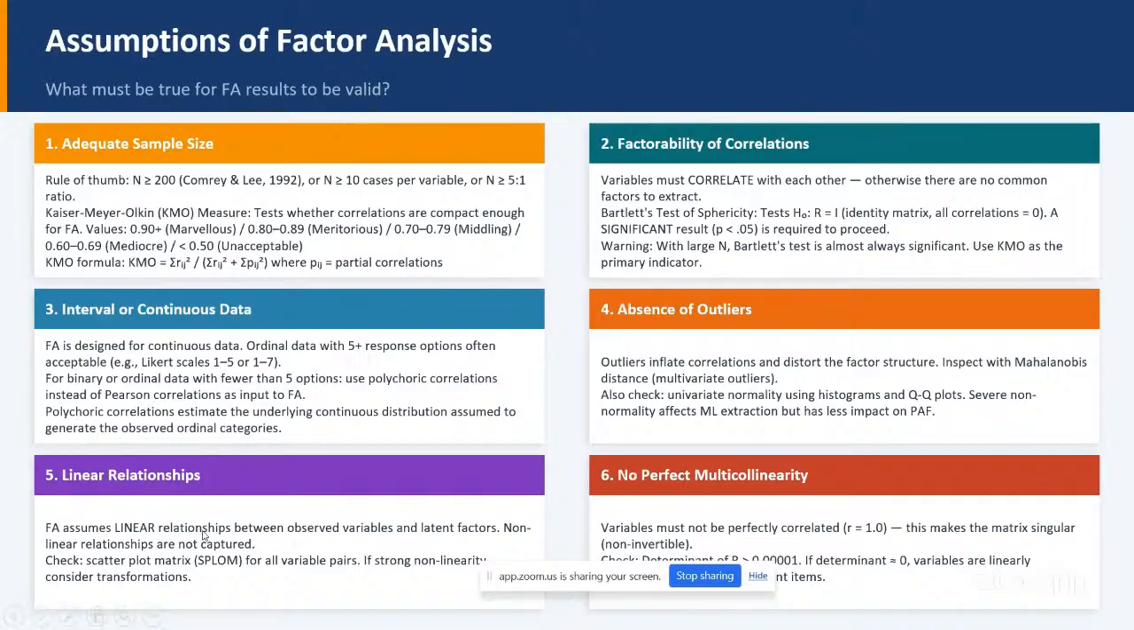Next, the linear relationship. That is, FA assumes linear relationships between observed variables and latent factors. Non-linear relationships are not captured. Right. For factor analysis, also we will be dealing with the linear relationship. Non-linear relationships we can't deal with. So how to check? We will be checking with the scatter plot only, nothing else. Okay. Multicollinearity, I have explained this part in the first slide only. If we have multicollinearity, then we can't deal with it, right? To deal with those problems, we need factor analysis. So multicollinearity should not be there.